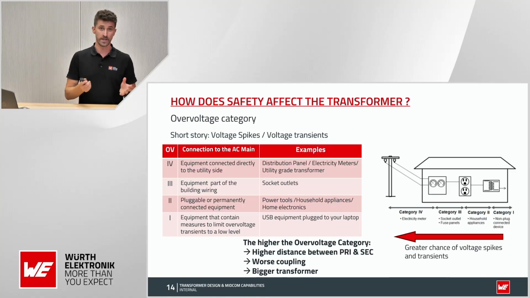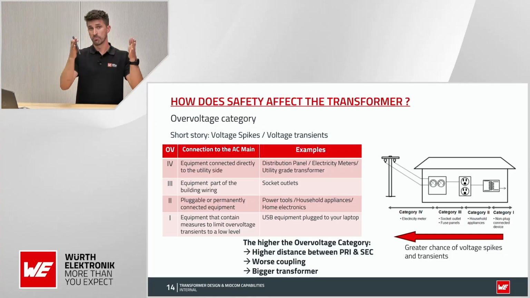The takeaway of overvoltage category is that the higher the overvoltage category, the higher the distance we need between primary and secondary. And this means that electrically we will have a worse coupling, because there will be more distance between the primary and secondary, and we need a bigger transformer.